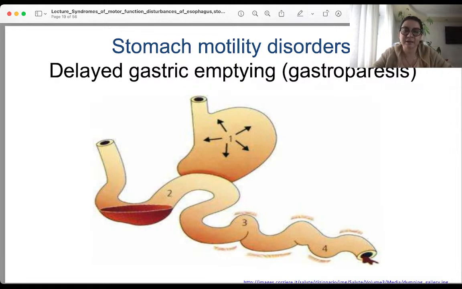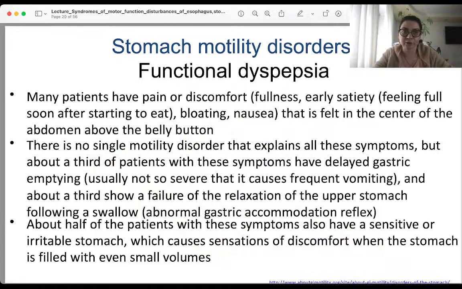Schematically, it looks like this: food from the stomach, without normal complete digestion, goes too quickly to the jejunum, the duodenum and jejunum.